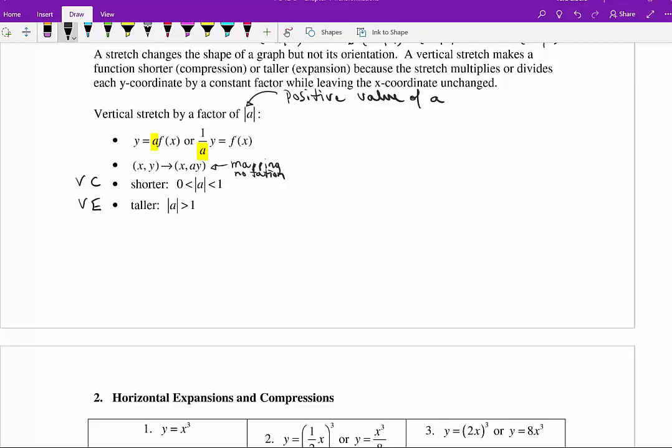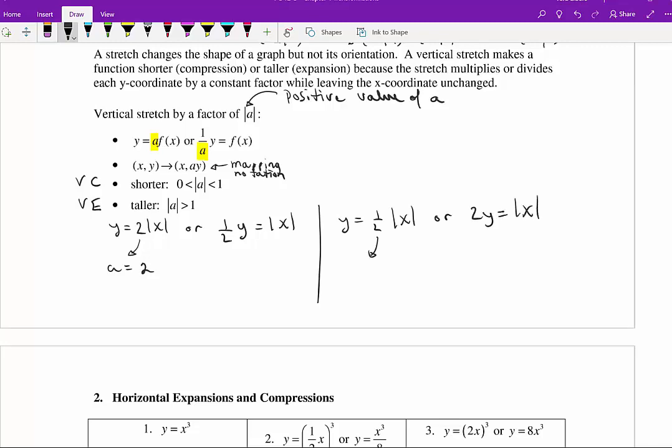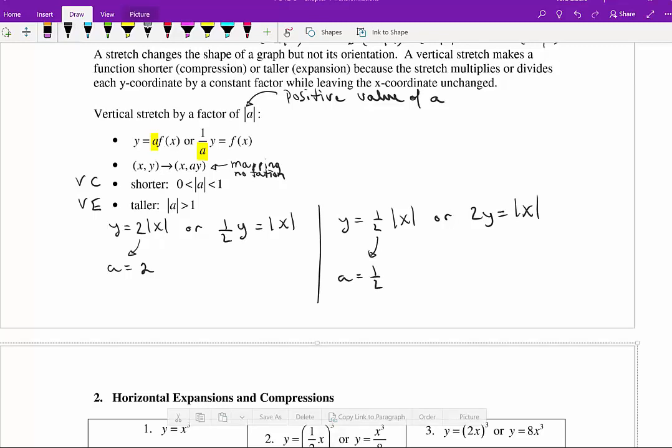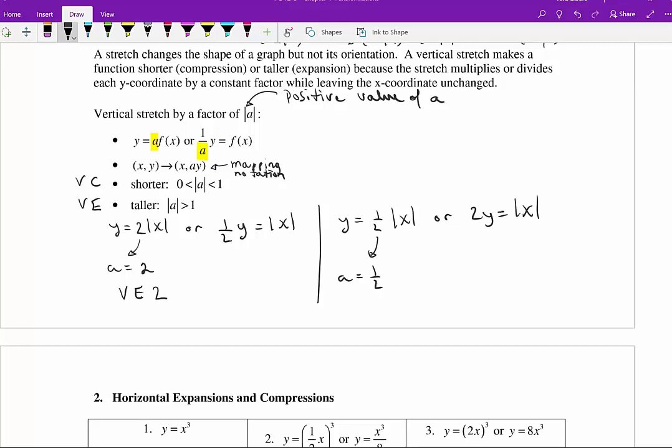Okay, so let's just quickly review what that looks like in terms of the equations that we have up above. Our second equation was y equals 2 times the absolute value of x, and of course we could write that as 1 over 2y equals the absolute value of x. In this case, a equals 2. Then in the third equation, sorry, up above, we had y equals 1/2 absolute value of x, and of course we could write that as 2y equals the absolute value of x, and so we get that a equals 1/2. So when a is 2, we have a vertical expansion, where the absolute value of a is greater than 1. And then on our third example, we get a equals 1/2, which means we have a vertical compression of 1/2. This is where a is between 0 and 1, and then we have a compression.